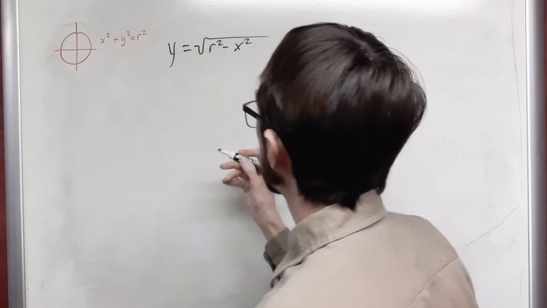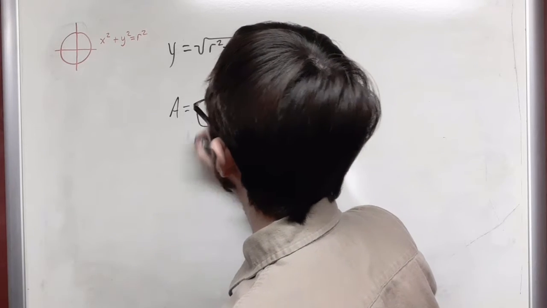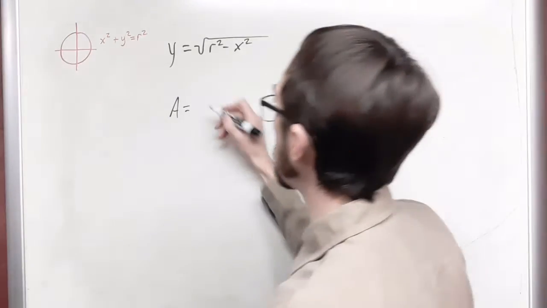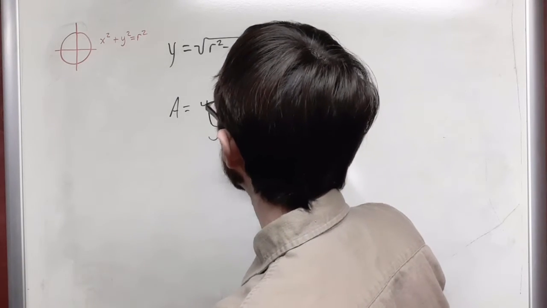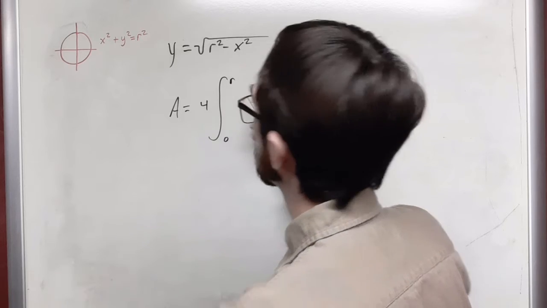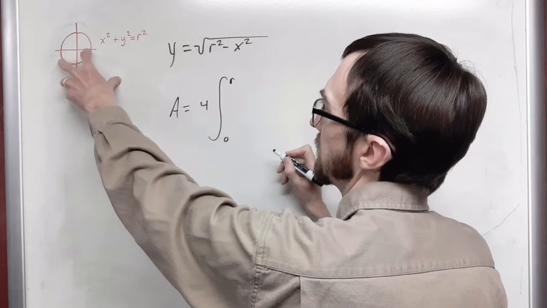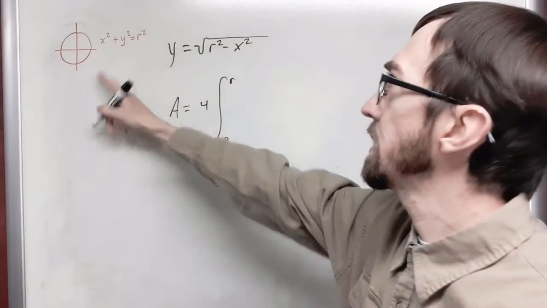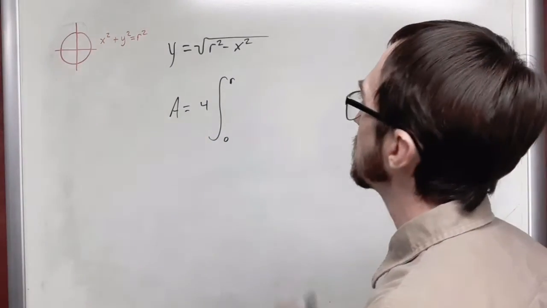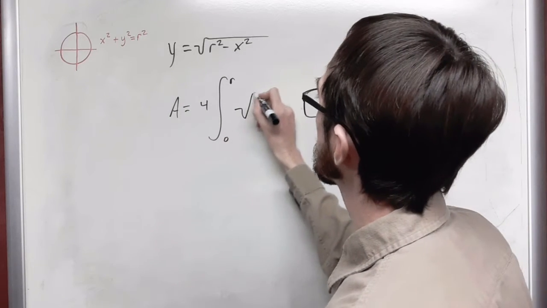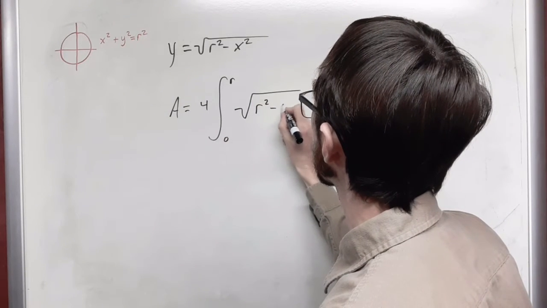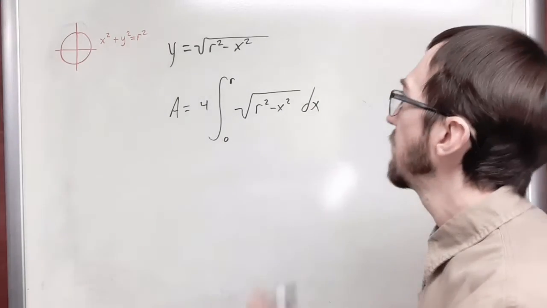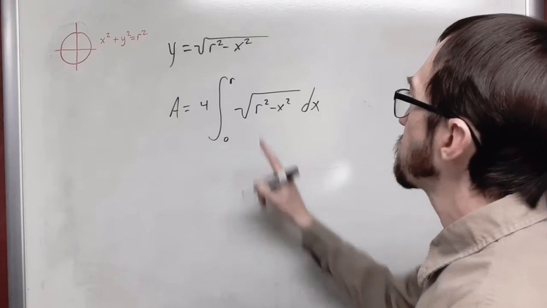So rewriting this, we have that the area will be this quadrant times 4 to get the entire circle. So 4 times the integration from 0 to r, again, coming along the x-axis from the origin out to the intersection of the circle and the axis, that is the distance r. We are integrating this function with respect to x.